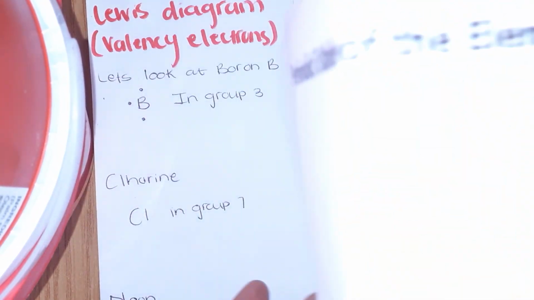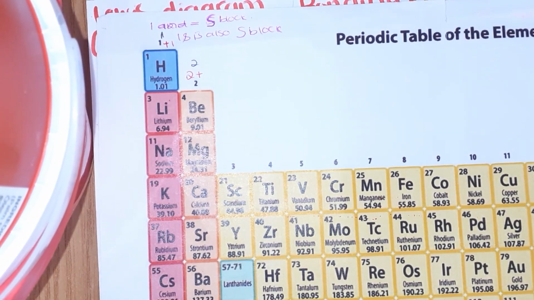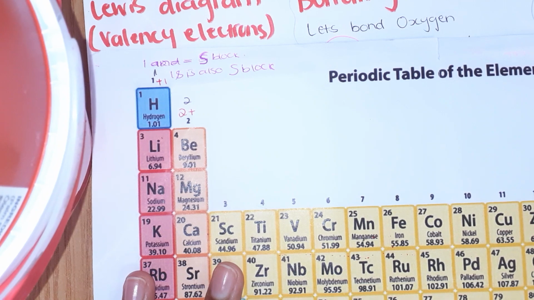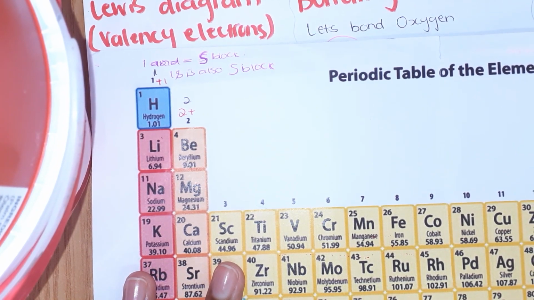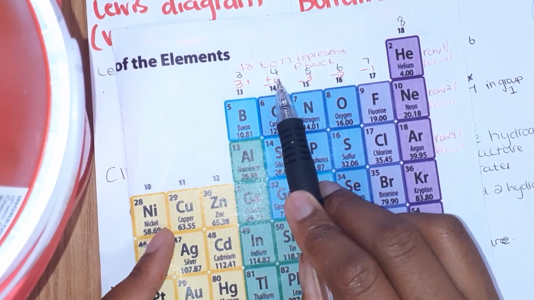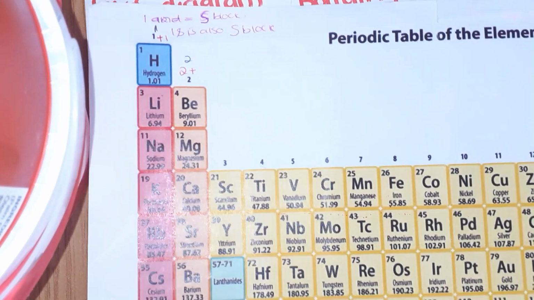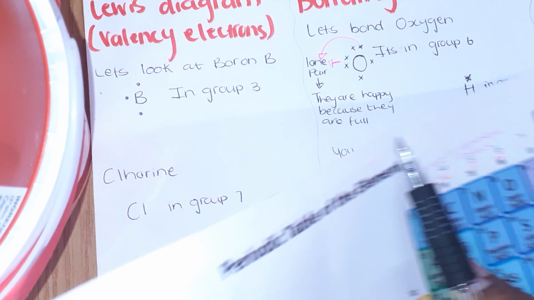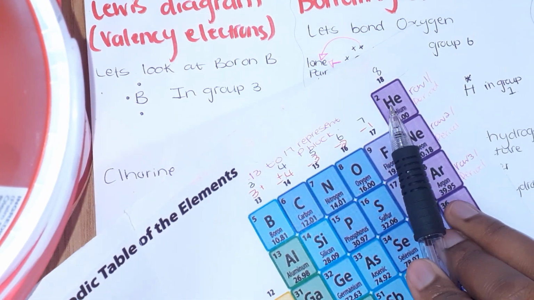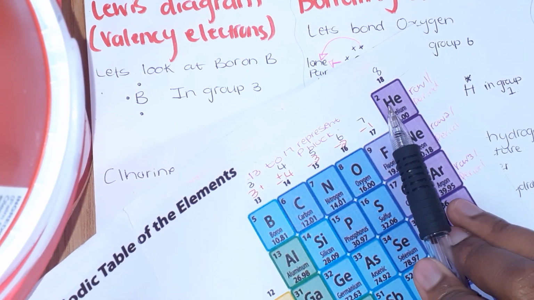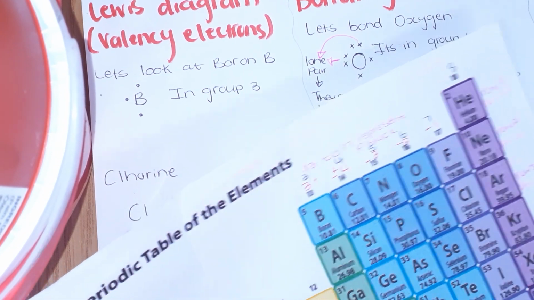So with Lewis diagrams, we look for valency electrons, right? So let's say, for instance, we are looking for carbon. Carbon is this side, it's in group 4. So in order for us to get to carbon, we'll start here. This is 1 and this is 2. Those are electrons, sorry, the inner electrons.